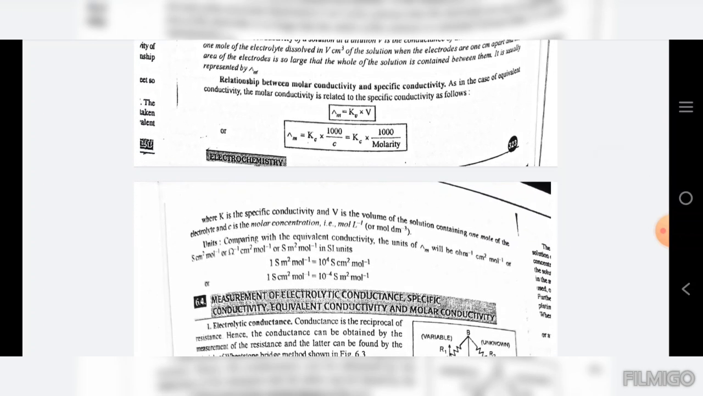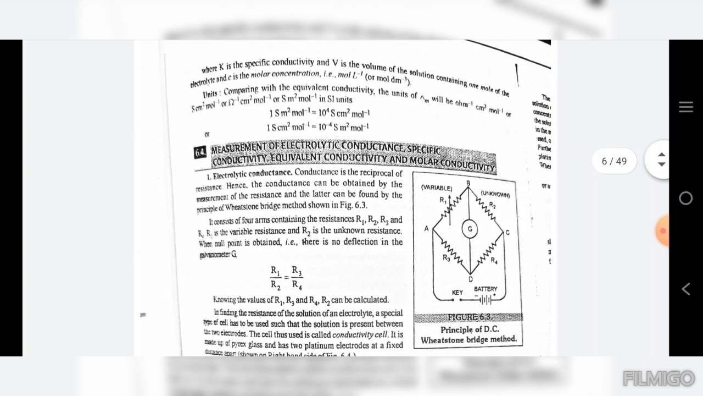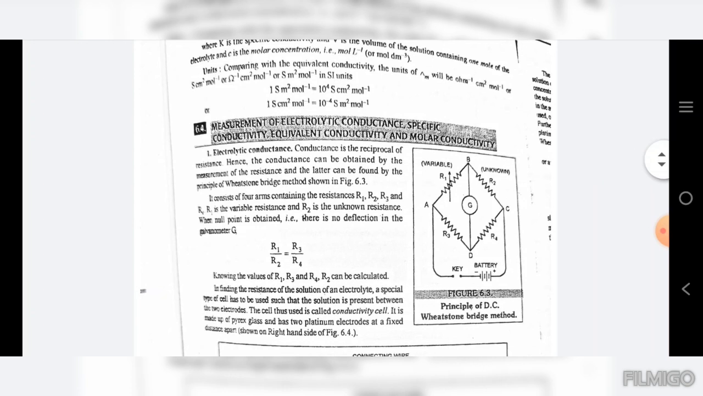Relationship between molar conductivity and specific conductivity. As in the case of equivalent conductivity, the molar conductivity is related to the specific conductivity as follows, where K is the specific conductivity and V is the volume of the solution containing 1 mole of the electrolyte and C is the molar concentration. Units, comparing with the equivalent conductivity, you can see this, ohm inverse centimeter square mole inverse.